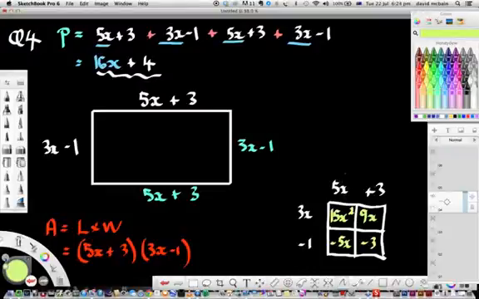So, putting all those together, the area is going to equal 15x squared, 9x, take away 5x, remember they're like terms, so we can combine them. 9x, take 5x is 4x, so it's plus 4x, and then minus 3 on the end.